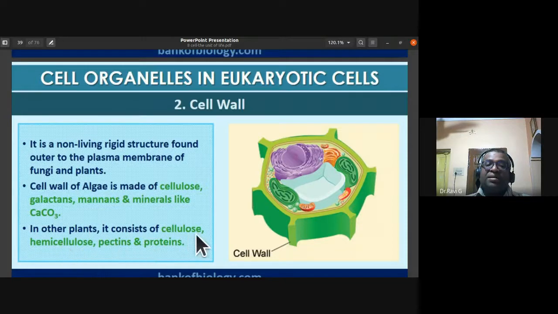In other plants, it consists of cellulose, hemicellulose, pectins, and proteins. See, in case of collenchyma, you find pectins, isn't it? So in most of the other plants, the cell wall is composed of cellulose, hemicellulose, pectins, and proteins.